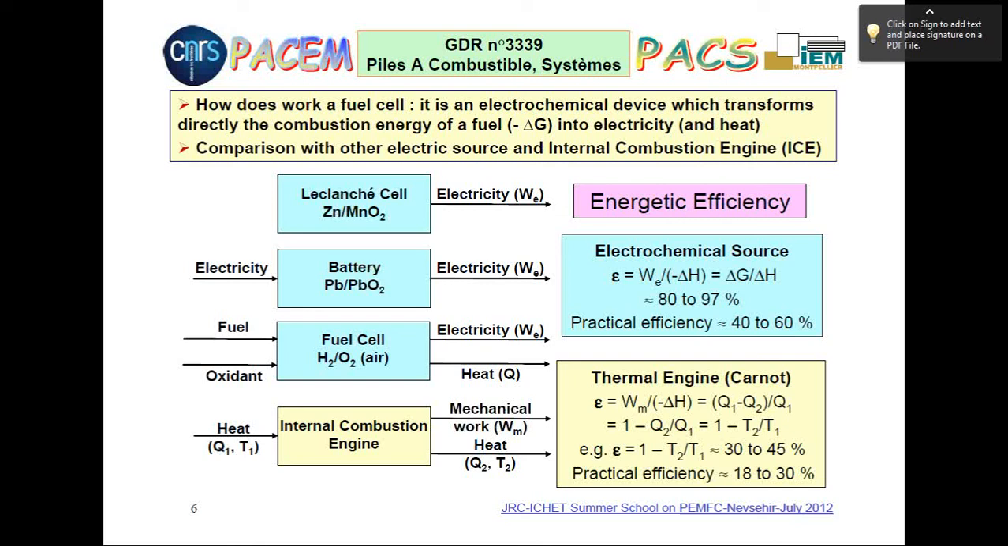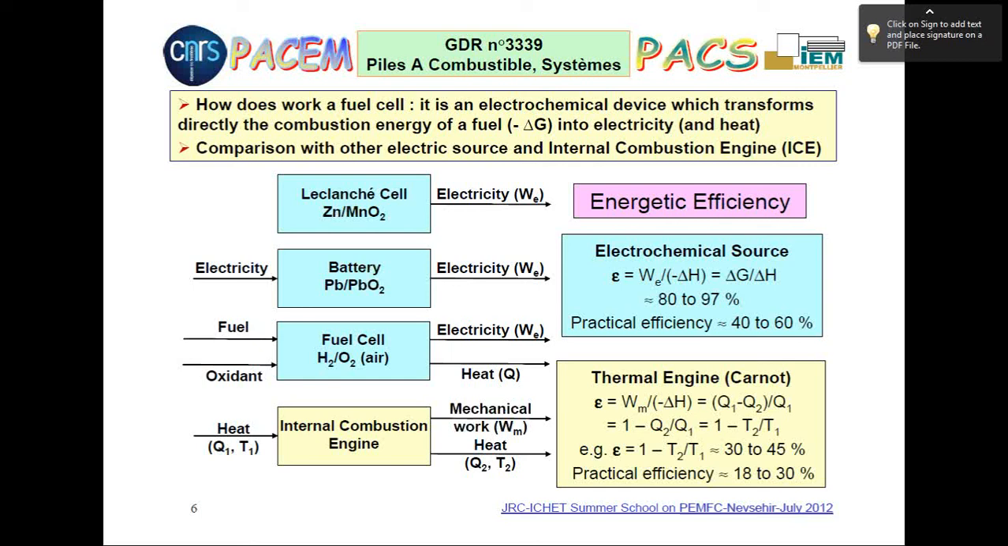Heat comes from the irreversible process, as discussed yesterday afternoon by Derek Baker. For the electrochemical device, the efficiency is the ratio of the electrical energy versus the combustion energy at constant pressure, minus the variation of enthalpy, ΔH. So for any electrochemical device, you have a relatively excellent theoretical energy efficiency.